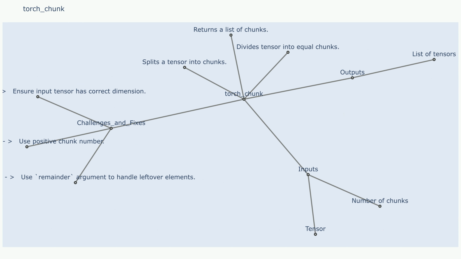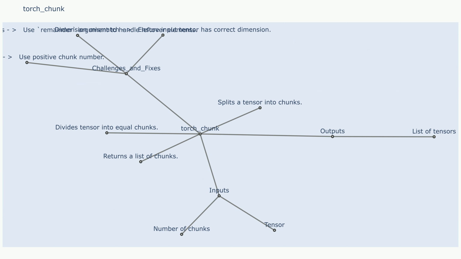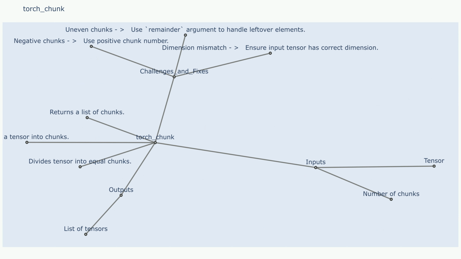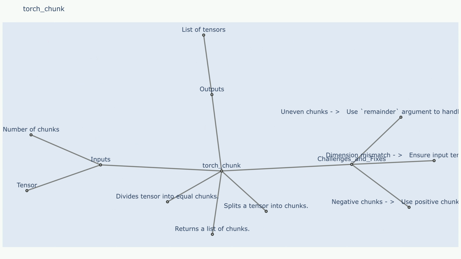Inputs: Input 1, tensor, the input tensor to be split into chunks. Input 2, chunks, an integer specifying the number of chunks to split the tensor into. Outputs: Output 1, a tuple of tensors, each representing a chunk of the input tensor. The number of tensors in the tuple is equal to the chunks argument.